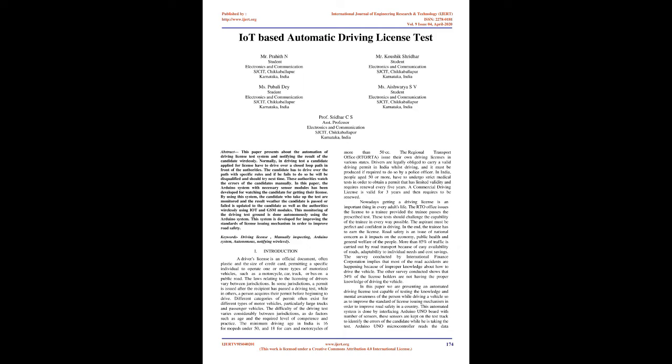Introduction. A driver's license is an official document, often plastic and the size of a credit card, permitting a specific individual to operate one or more types of motorized vehicles, such as a motorcycle, car, truck, or bus on a public road. The laws relating to the licensing of drivers vary between jurisdictions. In some jurisdictions, a permit is issued after the recipient has passed a driving test, while in others, a person acquires their permit before beginning to drive.